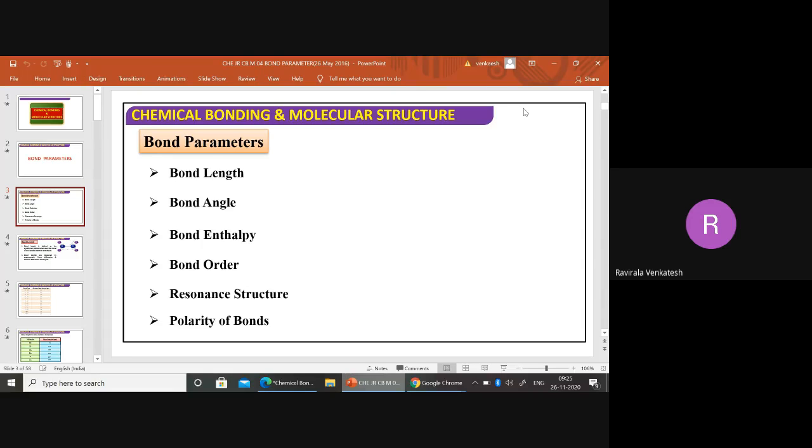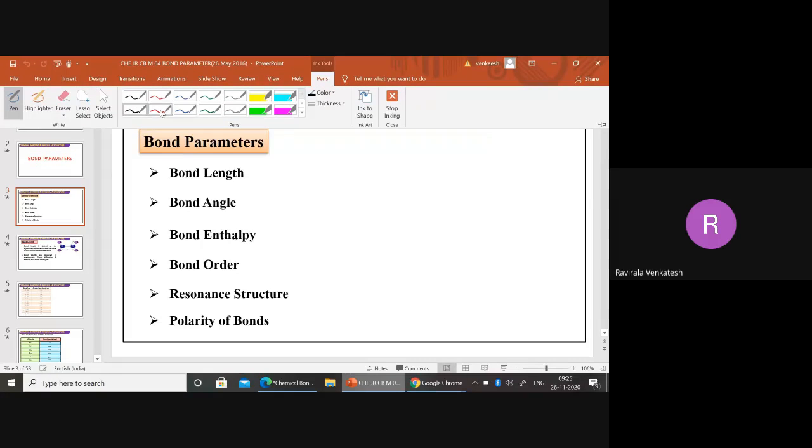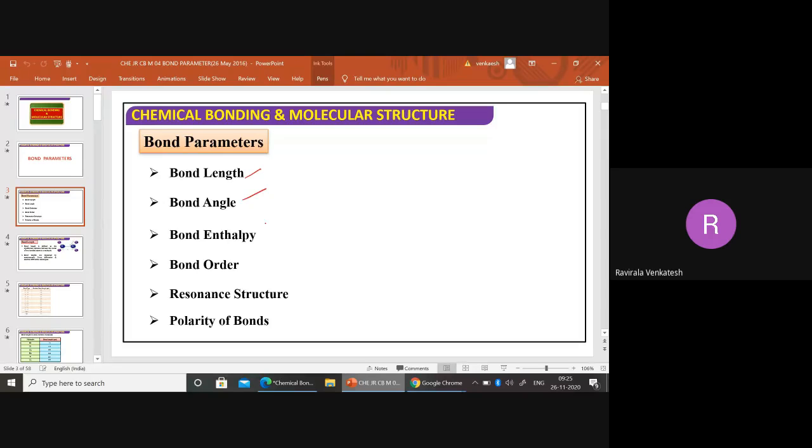Now actually, we have just seen bond length, bond angle, bond enthalpy, bond order, we have just completed, right? These 4 actually. The resonance structures we'll discuss separately. And the polarity of bonds also we'll discuss separately tomorrow.